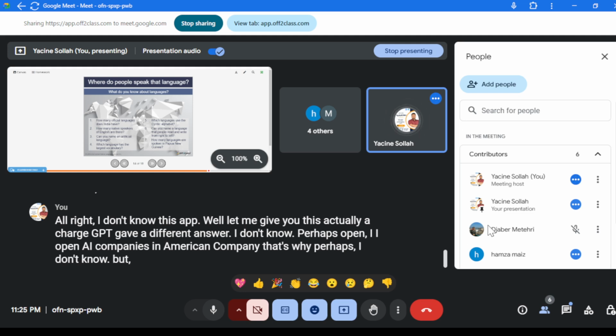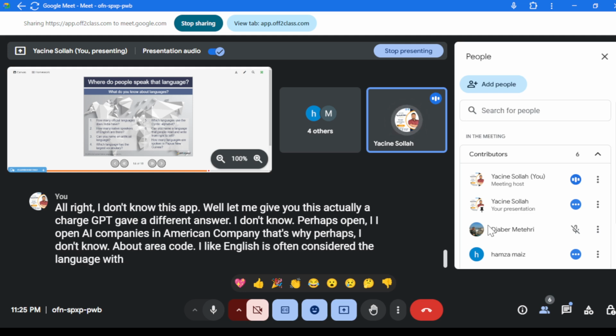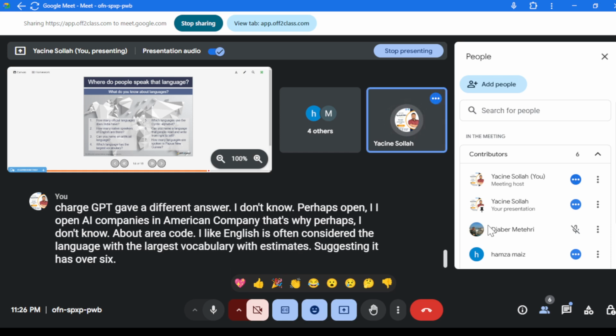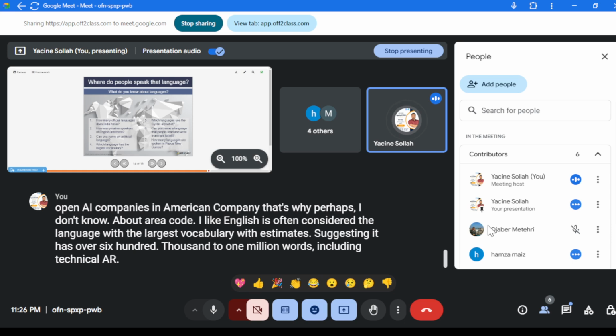It says English is often considered the language with the largest vocabulary, with estimates suggesting it has over 600,000 to 1 million words, including technical, archaic, and borrowed words. So, yeah, it's difficult.